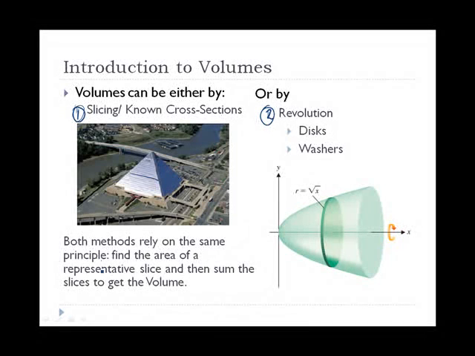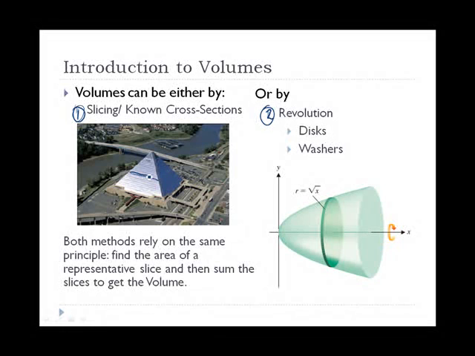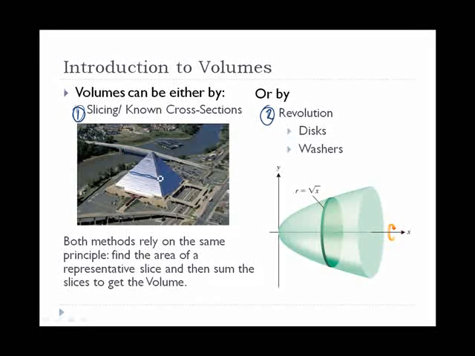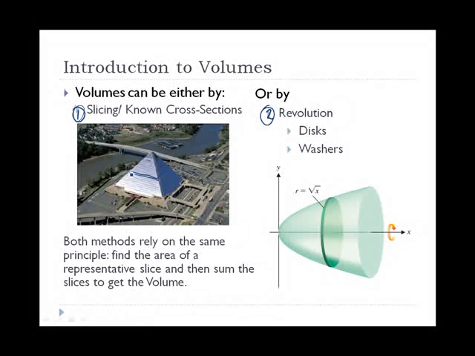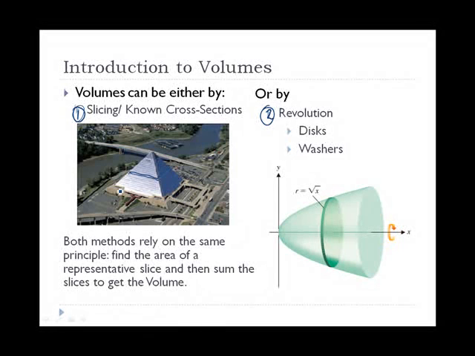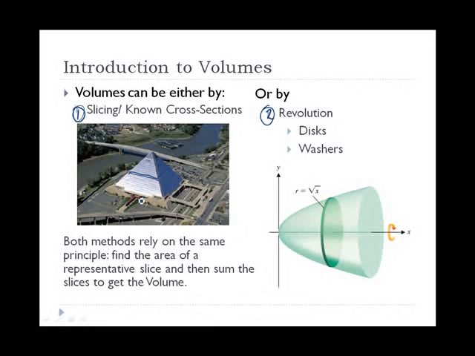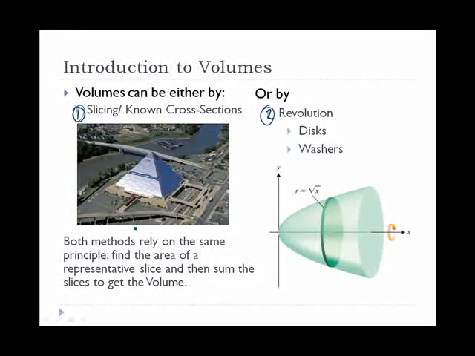We find the area of a representative slice, and for this pyramid here, that representative slice would be a square. We'd have this square slice of this pyramid, and we find the area of this slice, and then it has a really tiny volume because it has a little tiny width right here. So we have a thin sliver of volume, and then we sum up all of those volumes from the bottom to the top, and we get the entire volume of the whole thing.